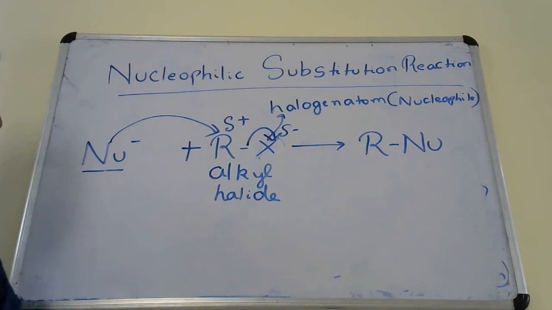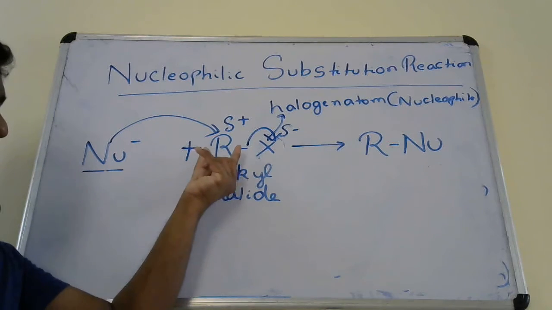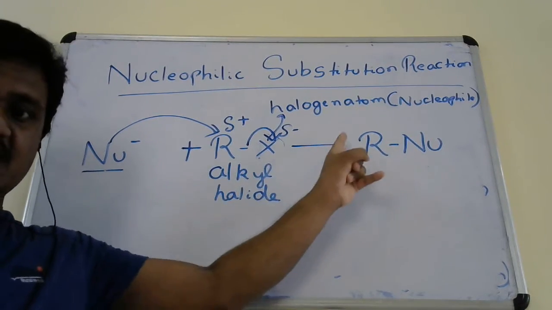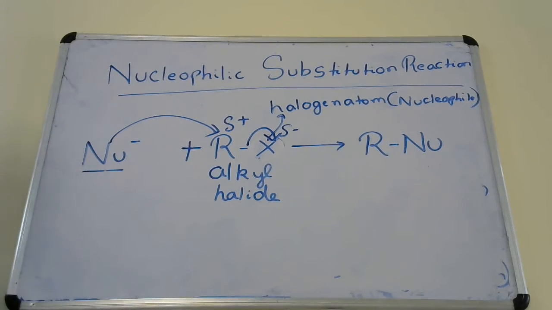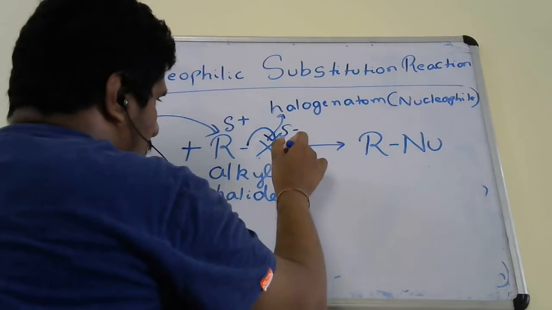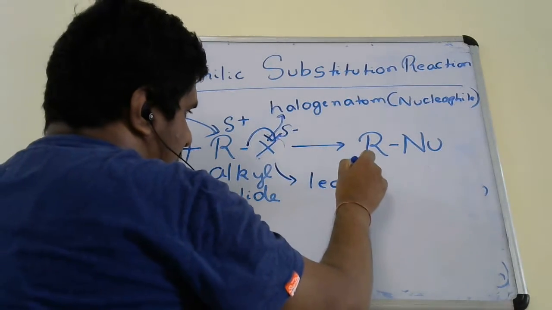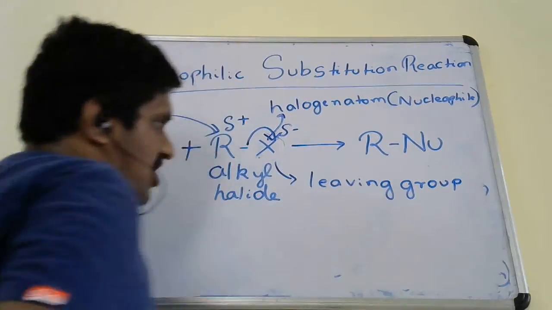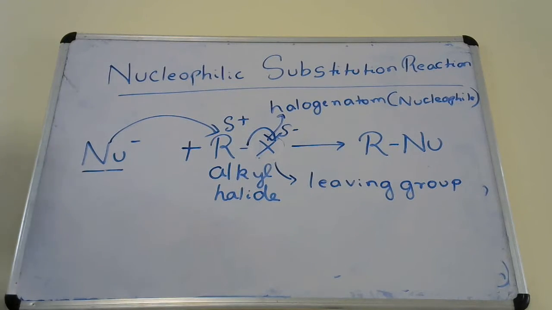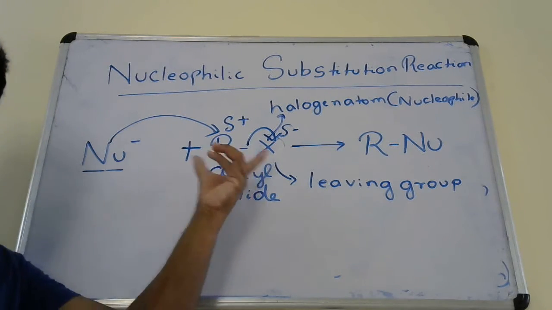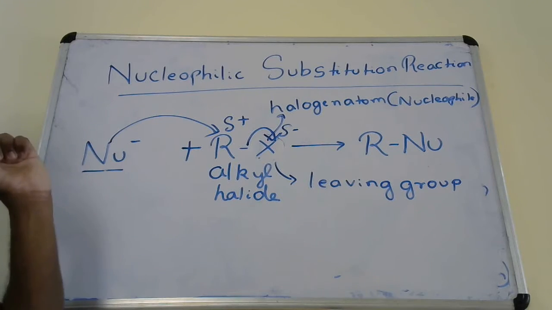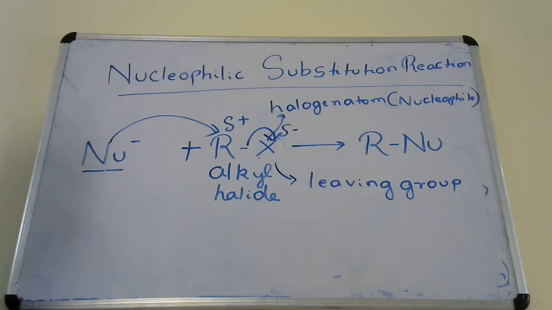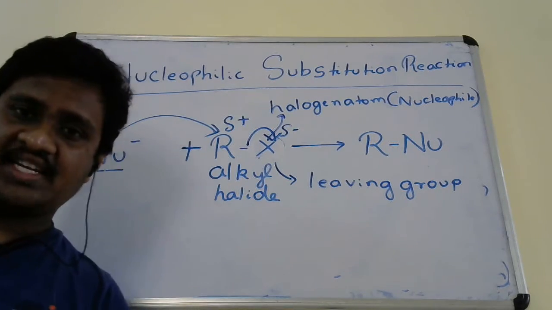This bond is breaking, as you can see. The alkyl-halogen bond is breaking and a new bond is formed, the alkyl-nucleophile bond. This halogen which is getting removed is also called a leaving group, because the halogen is getting removed, leaving the alkyl halide. So one nucleophile replacing another nucleophile is called a nucleophilic substitution reaction.